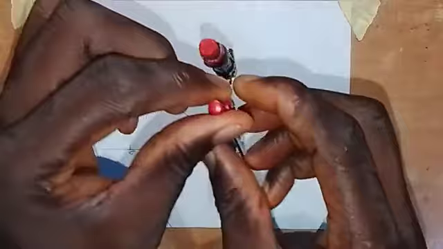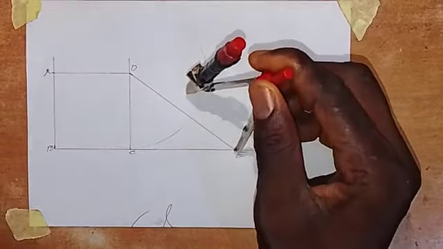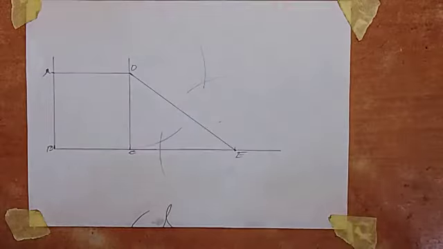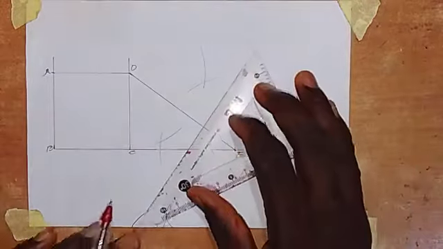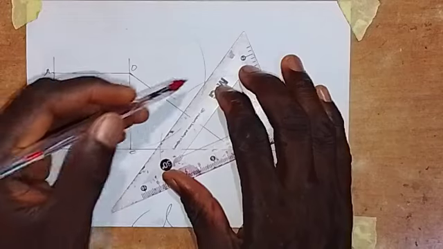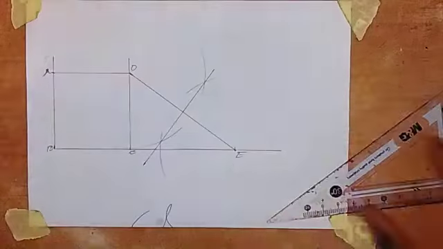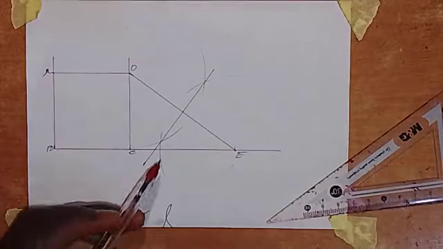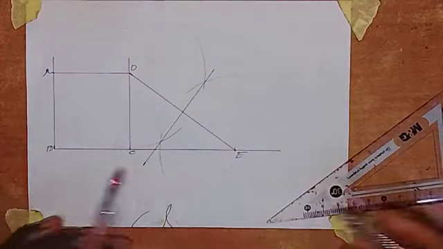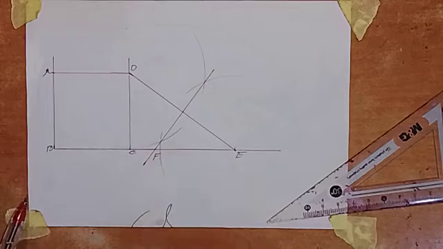With the same radius, put the pin of the compass at point E. Draw an arc up here and draw an arc down here. So now, draw a line through the points of intersection of the arcs as the bisector of line DE, which goes like this. So we have this line as the bisector of DE. Wherever this bisector touches this line CE, call it point F. So here we have this point to be point F.